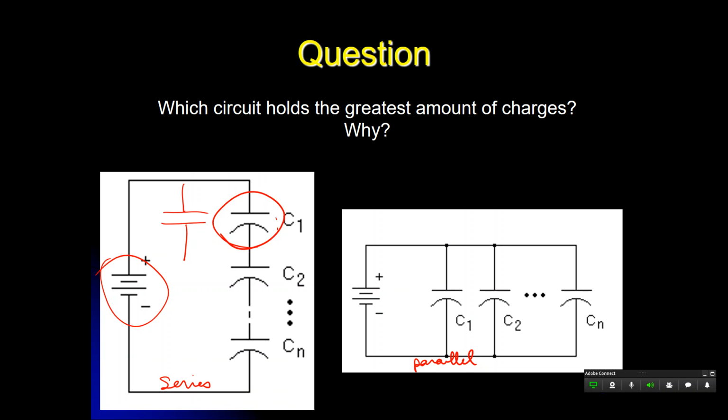You're right. You can charge them all at the same time. It's not the fact that they charge at the same time that makes it have more charge. I want you to imagine that this one has a charge Q, this one has a charge Q, and this one has a charge Q.